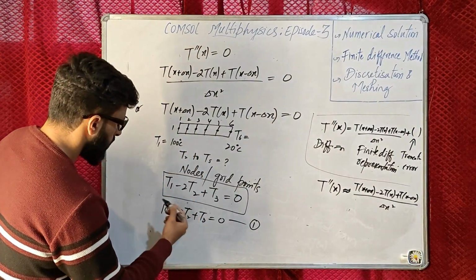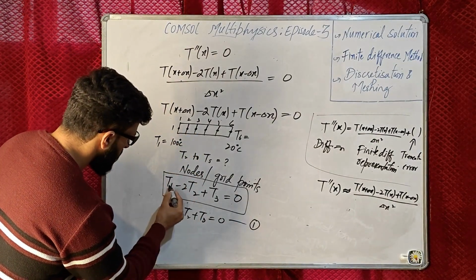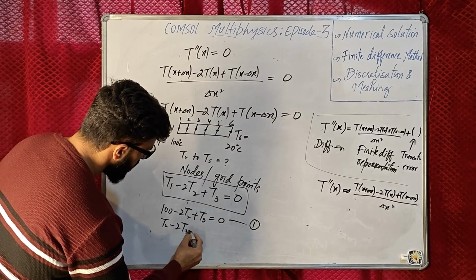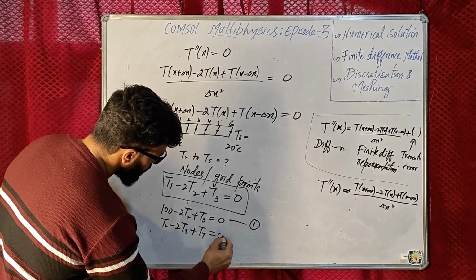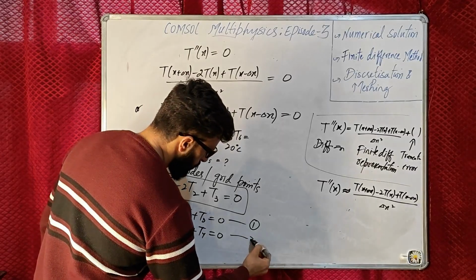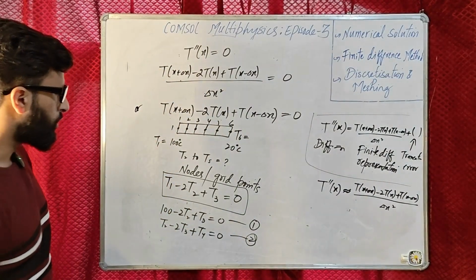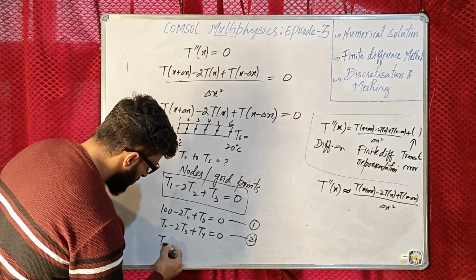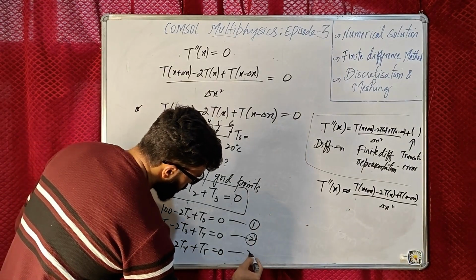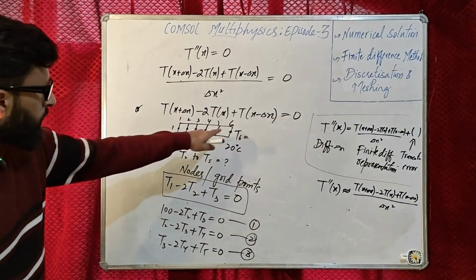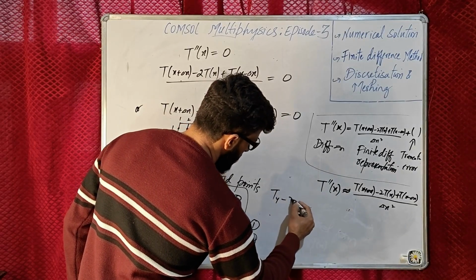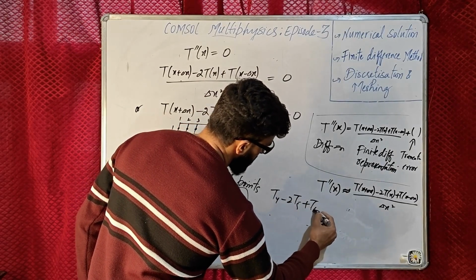Now for the second point, this will become T2, this will become T3, this will become T4, equal to 0. So none of T2, T3 or T4 is known. This is our second equation. There are 3 unknowns. Now for the next point, this will become T3 minus 2 times T4 plus T5 equal to 0. This is our next equation. And there is still the 6th point. So T3 will become T4: T4 minus 2 times T5 plus T6 is equal to 0.